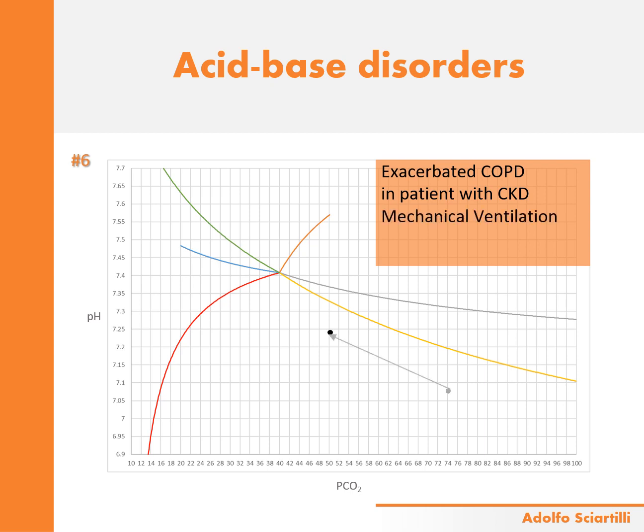The very low pH, less than 7.15, warrants intubation and mechanical ventilation, despite pCO2 less than 80. While the pCO2 lowers and the pH increases, physicians buy time to prepare for dialysis. Mechanical ventilation and dialysis will eventually restore the initial status.